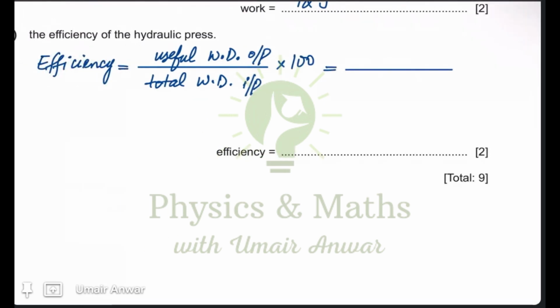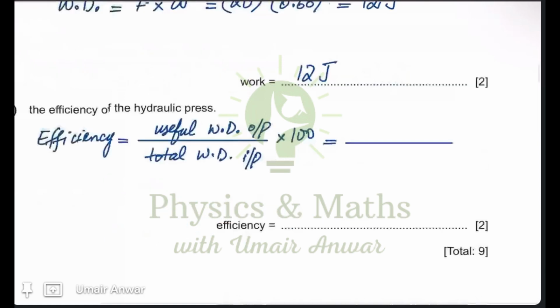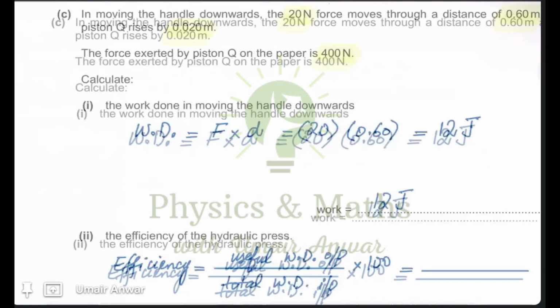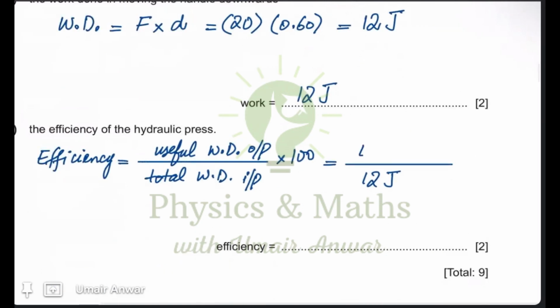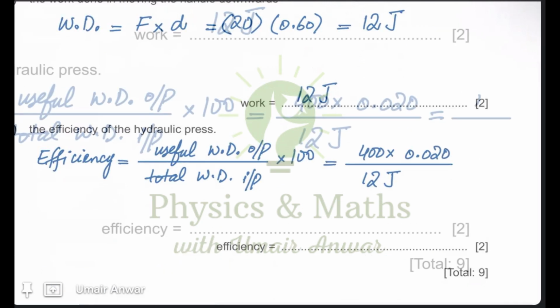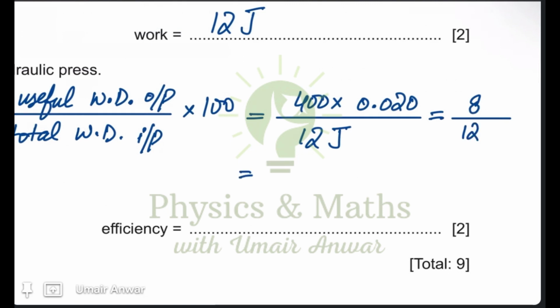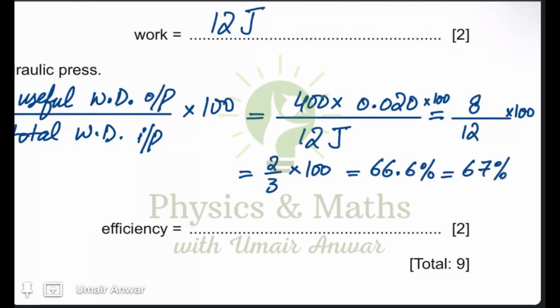Now, the total work done input was the work done on the handle, and the total work done output was the work done by the piston Q. So the input was 12 joules, and the output was 400 multiplied by 0.020. So this is 8 divided by 12, and it is going to be 2 upon 3 multiplied by 100. So it is going to be 66.6%, and in two significant figures we are going to write it 67%. So the efficiency of this setup is 67% over here.